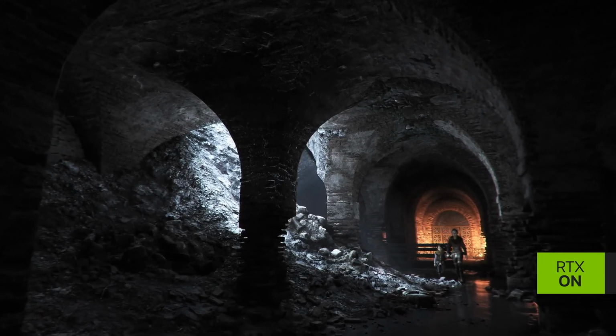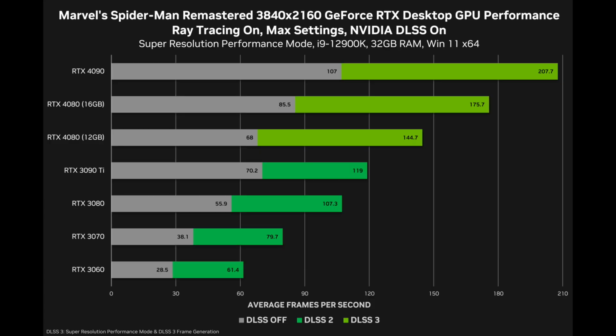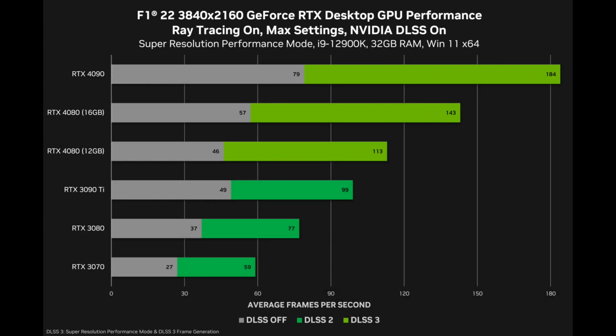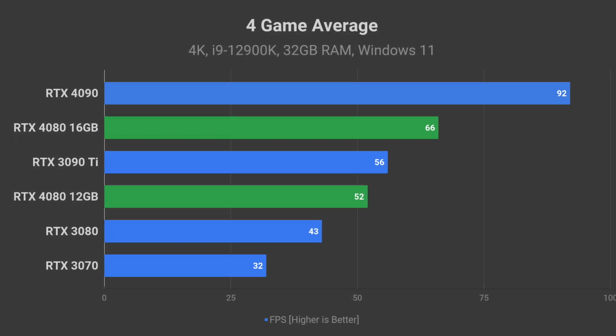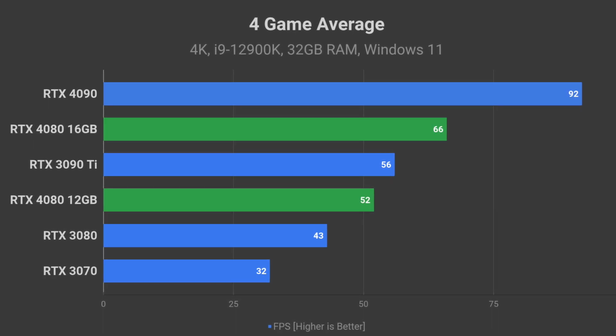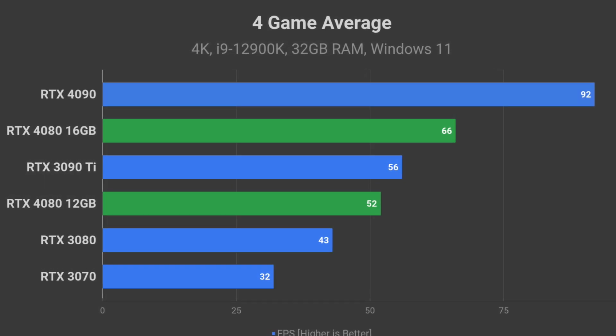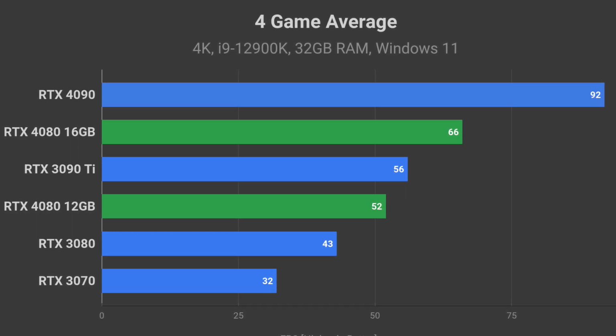Next, let's check out some benchmarks that have ray tracing enabled. In Spider-Man Remastered, the 12GB variant is once again very close in performance to 3090 Ti. However, it is 26% slower than the 16GB 4080. F1 22 is yet another example how far apart the 12GB and 16GB 4080s are in terms of performance. Here we see a 24% difference. Using these four benchmarks, kindly provided by NVIDIA, we can calculate that on average the 12GB RTX 4080 is 27% slower than the 16GB RTX 4080.